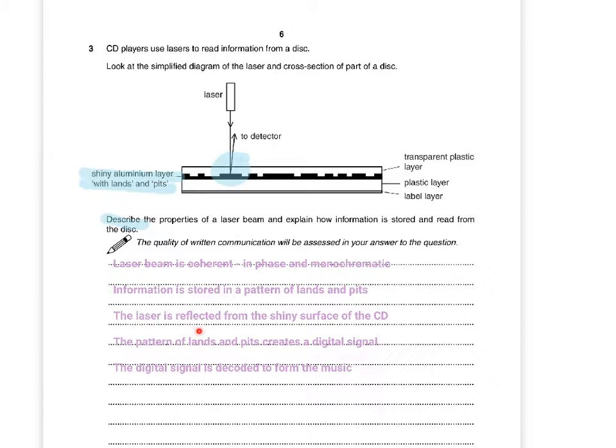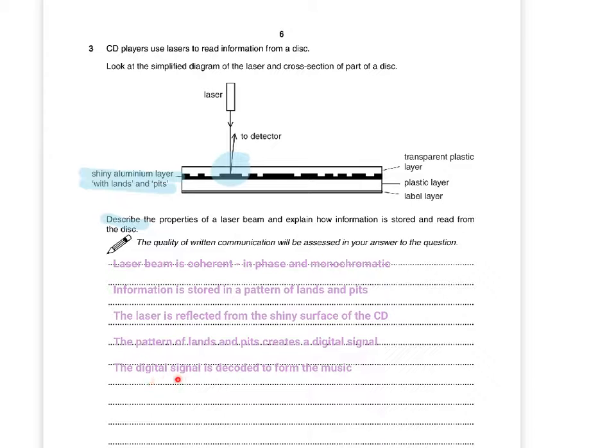The laser is reflected from the shiny surface. So we're moving on now to that third part: how then do we read this information? The laser is reflected from the shiny surface of the CD. That's important. And it's that pattern of lands and pits that is used to create a digital signal. So all the music, all the different notes and melodies and all the rest of it is coded in a series of dots and dashes, digital signals, and that is in those pits. And it's the way that the light reflects off those lands and pits that creates that digital signal.